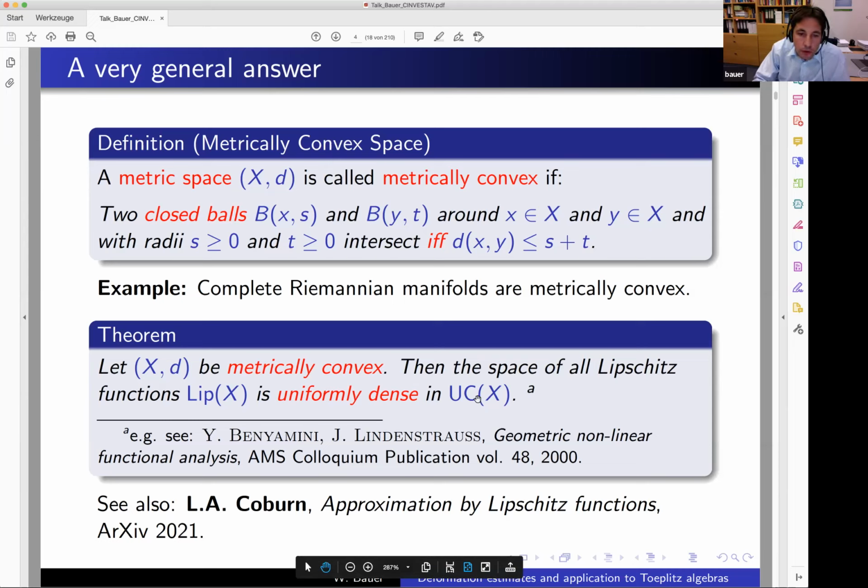Typically, approximation of a uniformly continuous function by a Lipschitz function is done by somehow piecewise linear functions. So they are continuous, but maybe not very smooth. They may have some points where you cannot differentiate.